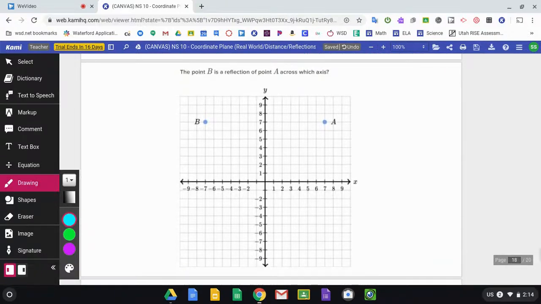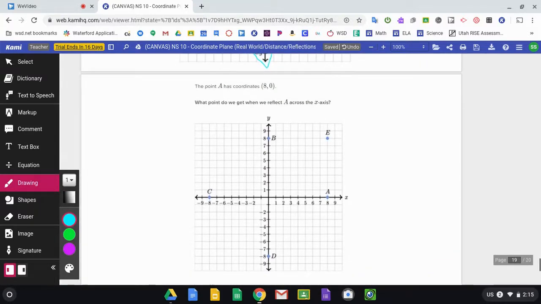All right, now look at this graph. Point B is a reflection of point A across which axis? If I were to fold my graph in half along the axis, which one did I go across, x or y? Say it out loud, 1, 2, 3. I'm going to pretend that you said the y-axis, right? Picture this axis folding in half, and this would show up over here.